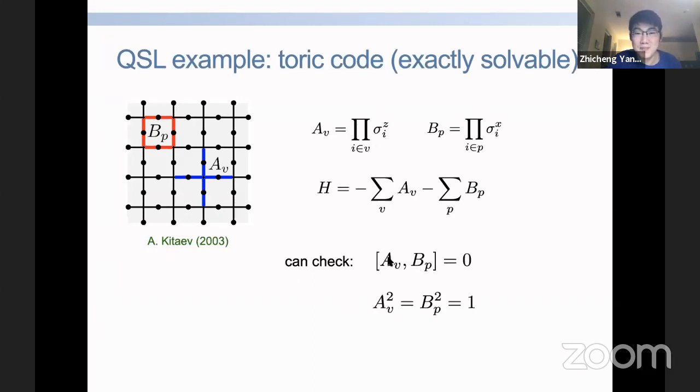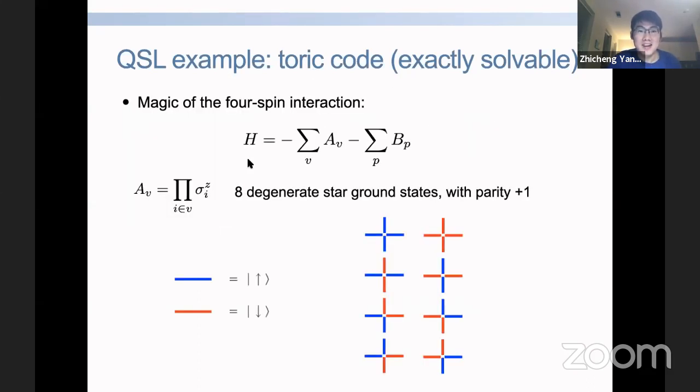And one can check that the A's and the B's commute, and also that the A's and B's each square to the identity, so that the eigenstates of the Hamiltonian can be specified by specifying the values for each of the star and plaquette operators. Now you see that the A and the B operators contain four-spin interactions. Let me try to explain the magic of the four-spin interactions: why these kinds of models with exact local gauge symmetry often involve multi-spin interactions.